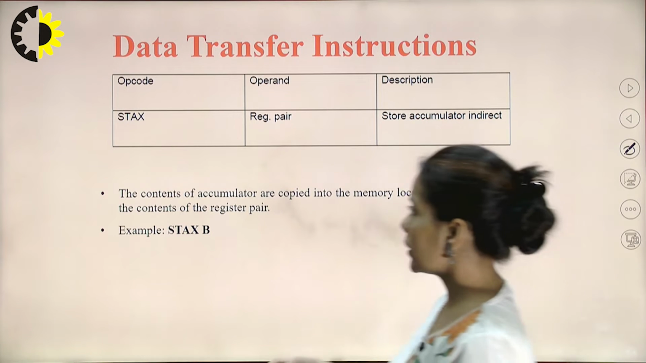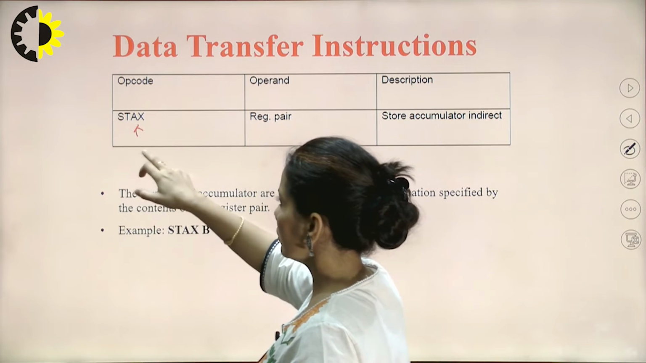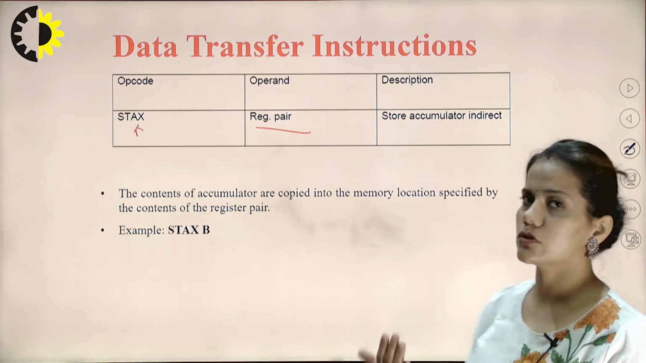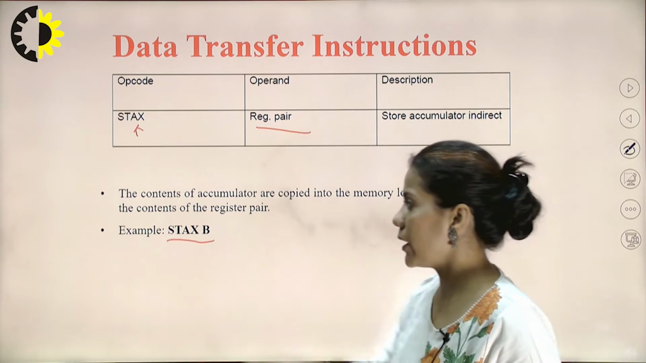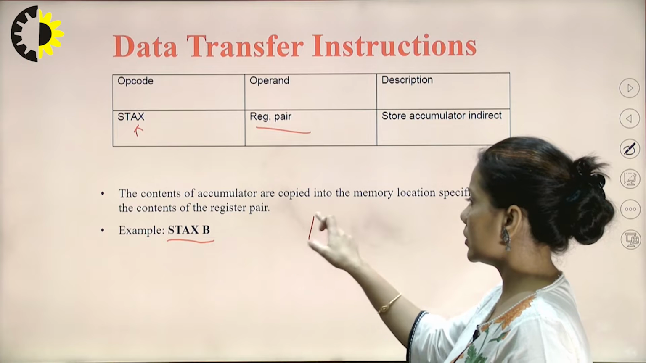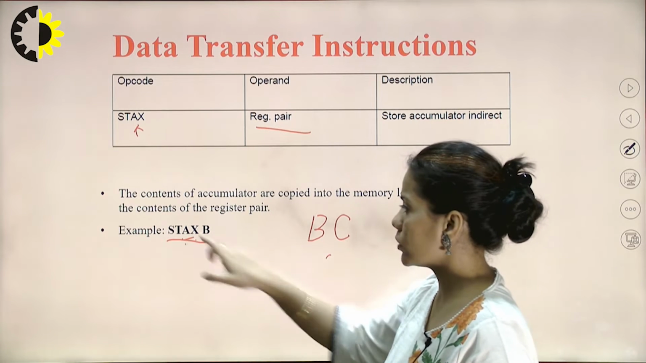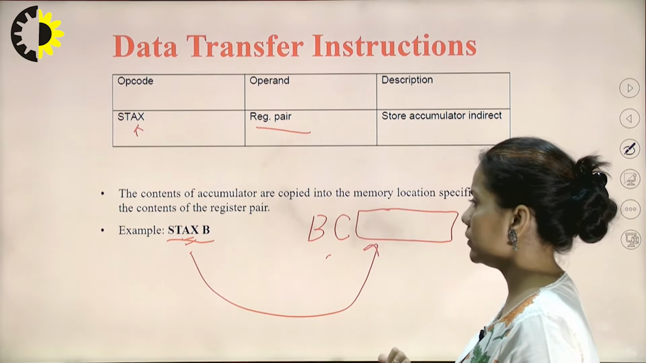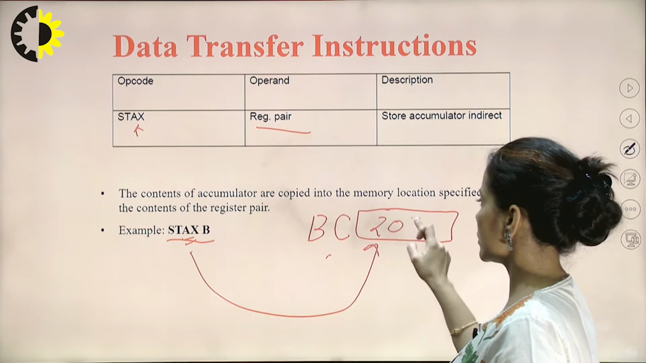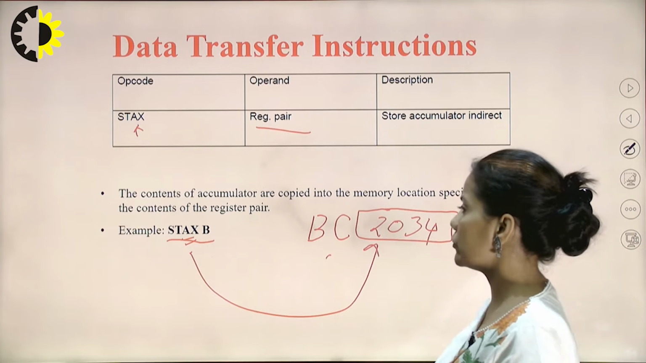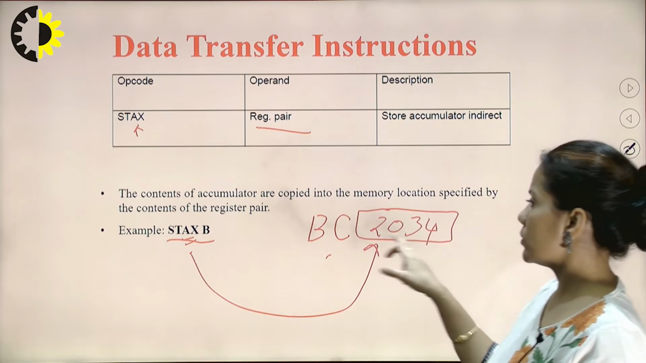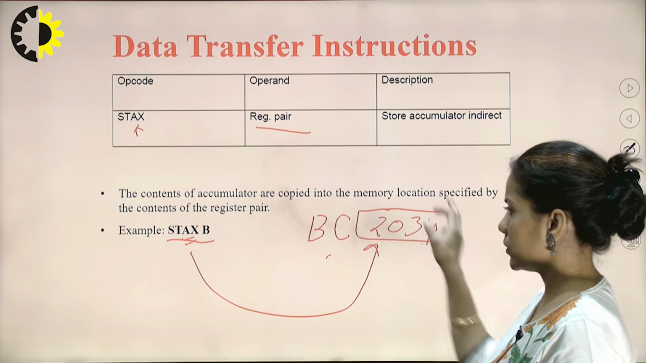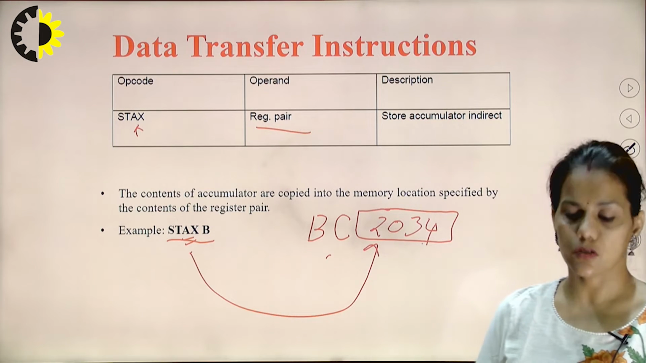STAX, it will again store the contents of the accumulator, where? At the memory location pointed to by this register pair. So this is just the opposite of LDAX. So after writing STAX B, it means it will store the contents of the accumulator into the memory address that is pointed to by the BC register pair. Suppose it is carrying 2034. So this is the memory location, and at this memory location the contents of the accumulator will be stored.